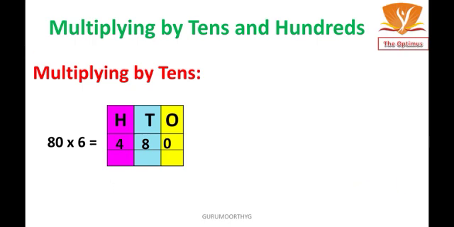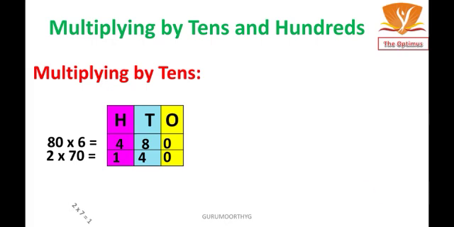Next, 2 into 70 equal to what? 2 into 0 equal to 0. In this 0, I am going to write in ones place. Next, 2 into 7 equal to 14. In this 14, I am going to write in hundreds and tens place. Dear kids, I hope you all understand.